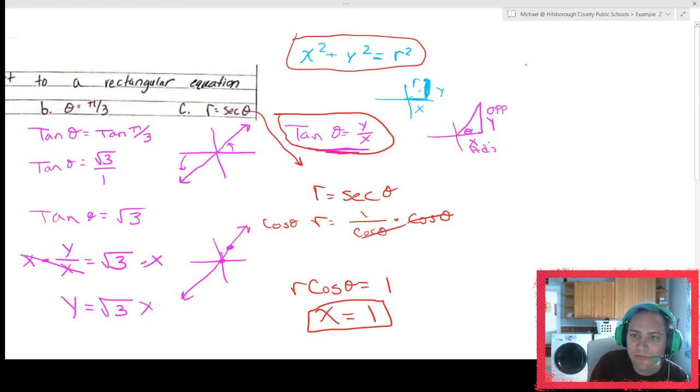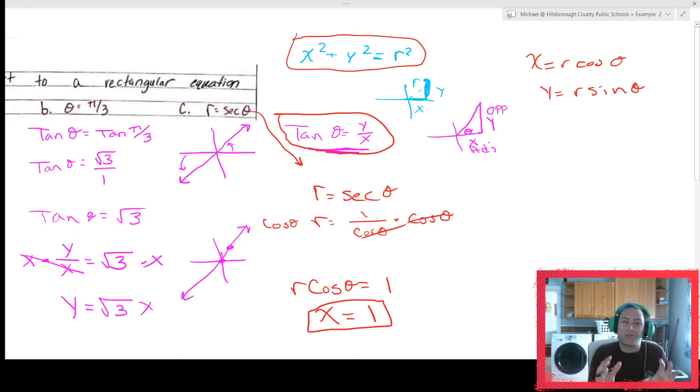Again, this came from the fact that x is equal to r cosine of theta, and y is equal to r sine of theta. So those three things, if you could learn those three examples, you're pretty much set. There are definitely some harder ones that could pop up, but we're not going to get really into that. These are the three that you need to be comfortable with.